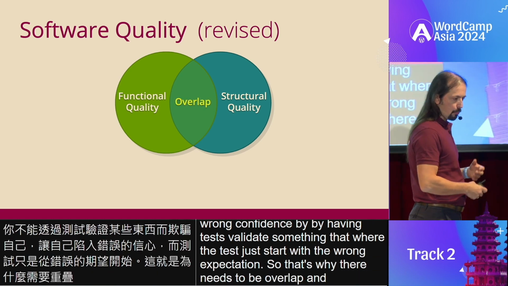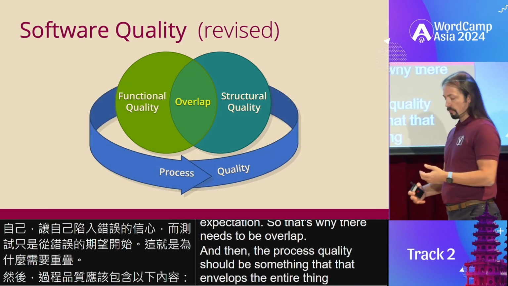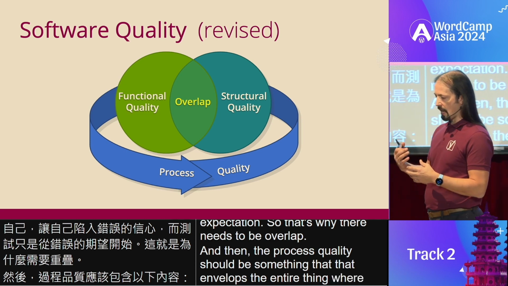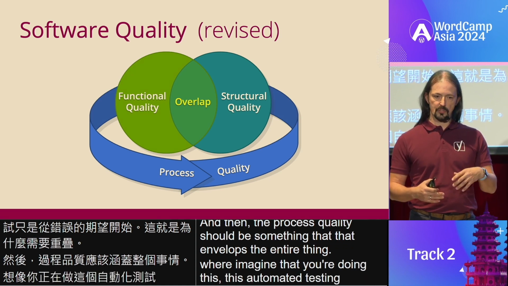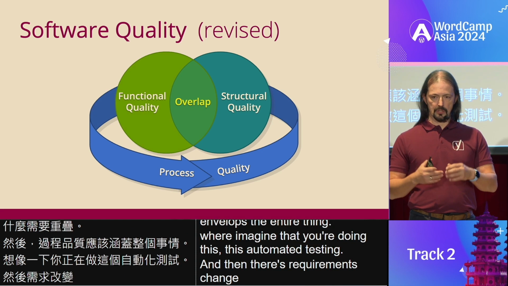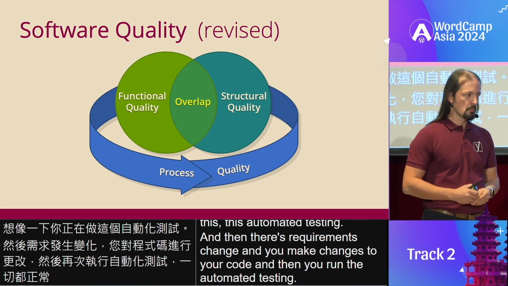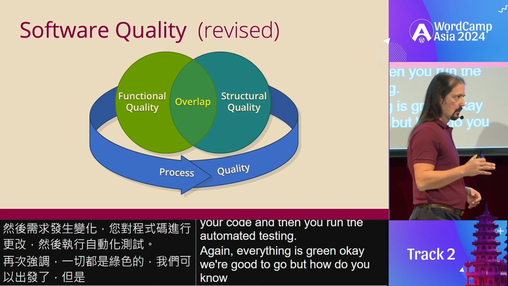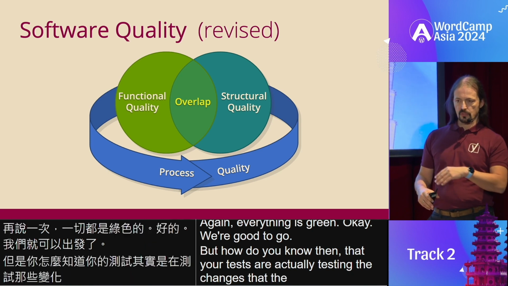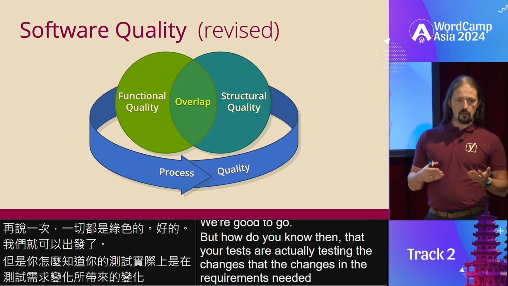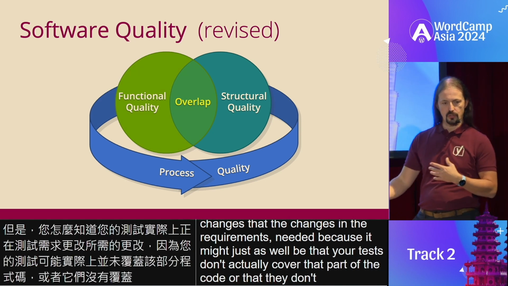And then the process quality should be something that envelops the entire thing. Imagine that you're doing this automated testing, and then requirements change, and you make changes to your code, and then you run the automated testing again. Everything is green. Okay, we're good to go. But how do you know then that your tests are actually testing the changes in the requirements? Because it might just as well be that your tests don't actually cover that part of the code, or that they don't cover that approach to solving the problem.